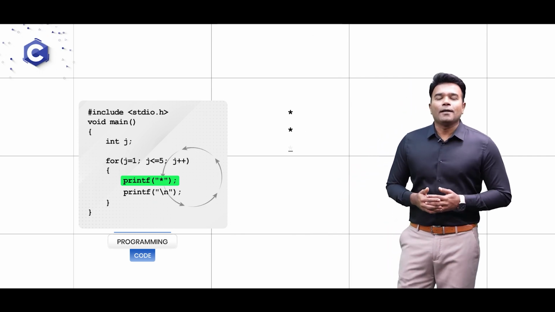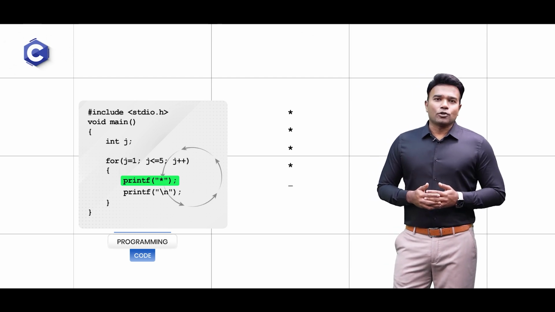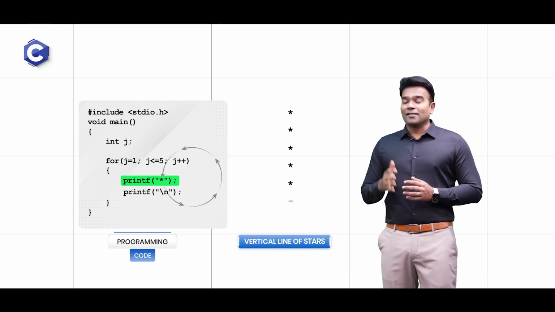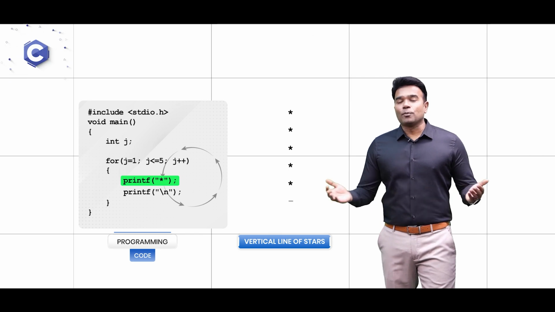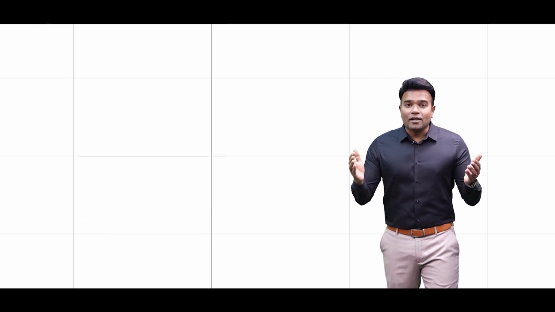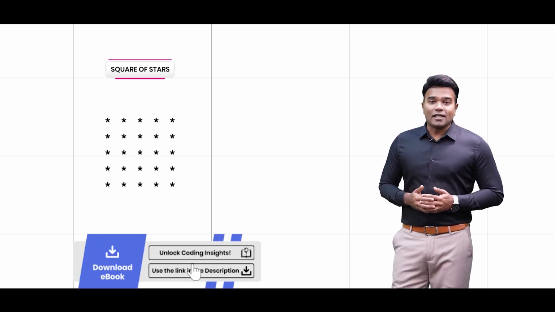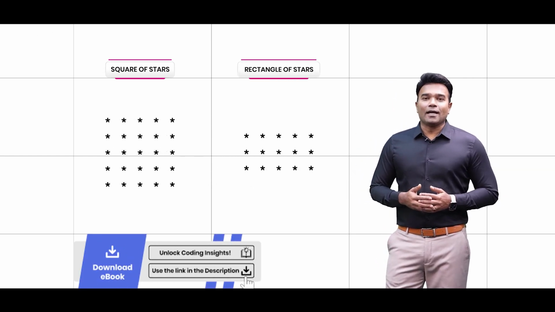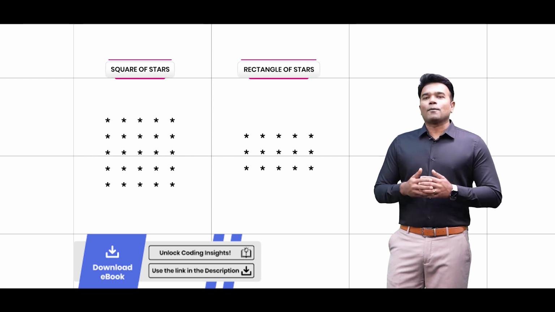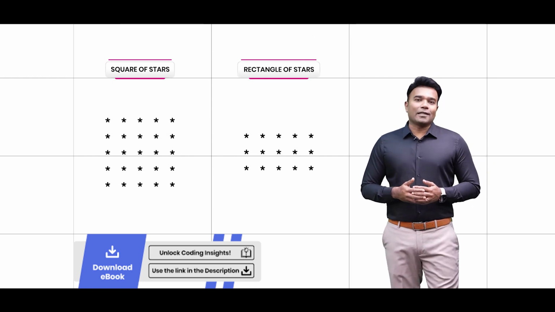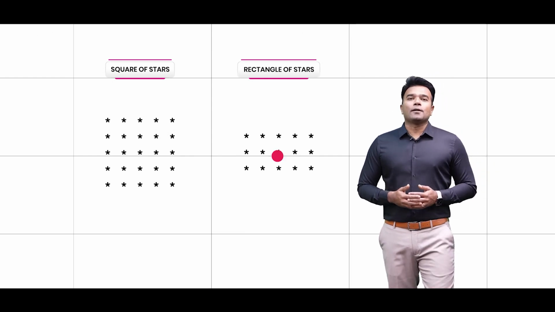Well, all of this is something that you have already understood previously, and now in this session what we will have to do is to proceed and understand how we can create a square of stars. We will also in this session understand how we can create a rectangle of stars. Well, all of this is what we need to be understanding in this session, so let me proceed.